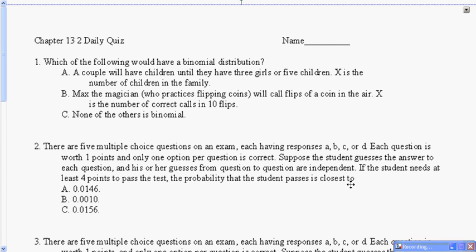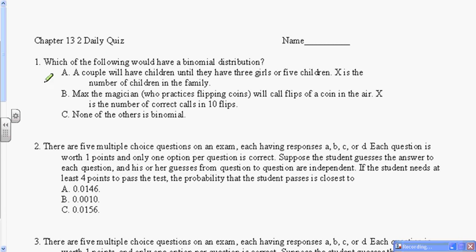All right, this is chapter 13, practice quiz. How to video. Number 1, which of the following would have a binomial distribution? Okay, binomial has 4 characteristics that you have to be very clear about.